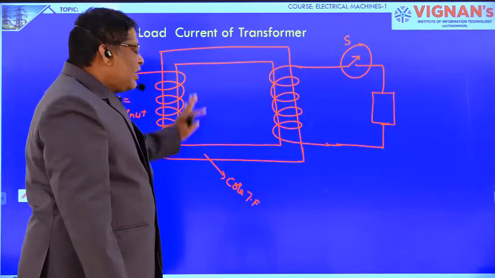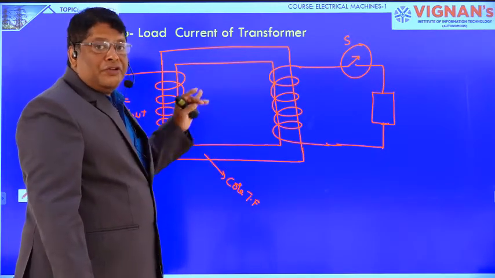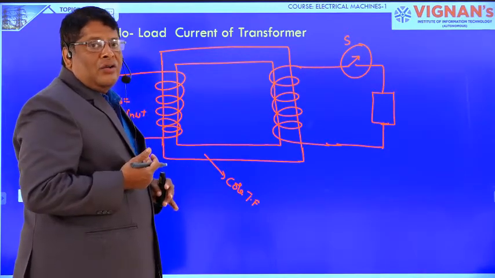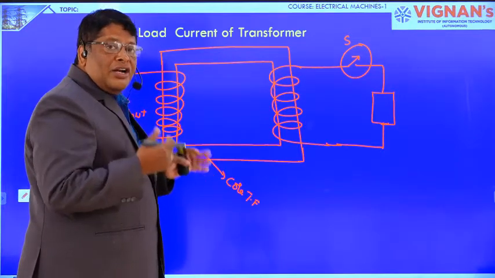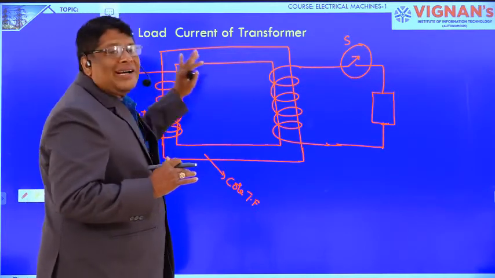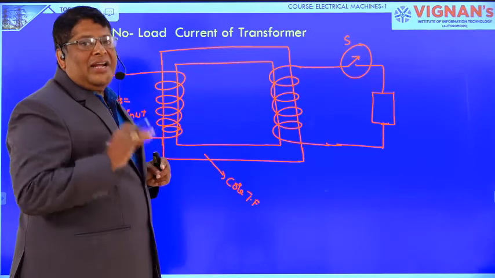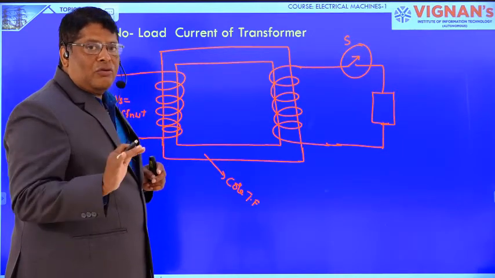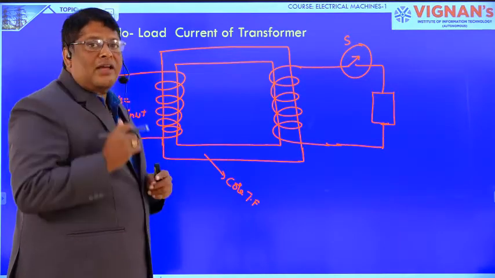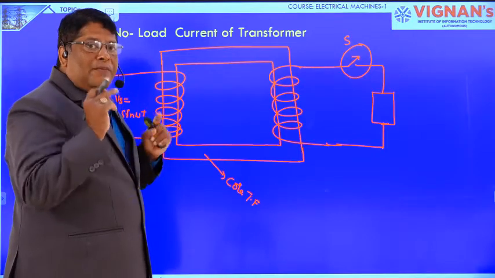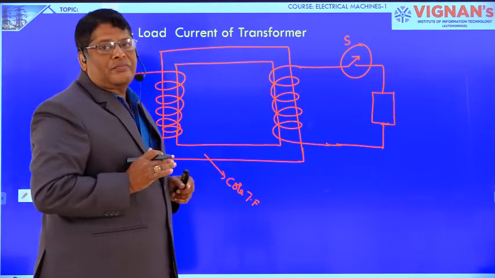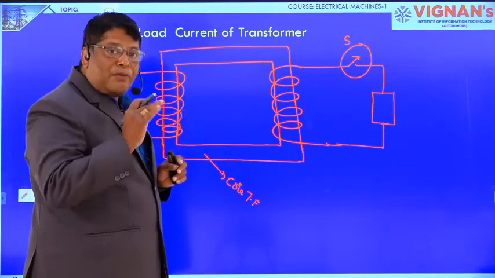Here it is the ideal transformer only, but we have taken one property into the ideal transformer: that core losses will occur in the transformer. The ideal transformer is one where the losses are zero, but here we have taken one property into the ideal transformer so that we can gradually go towards the practical transformer. The property we have taken here is that some amount of core loss will occur in a transformer.